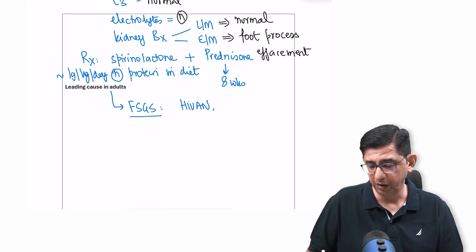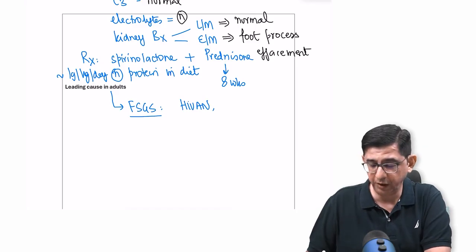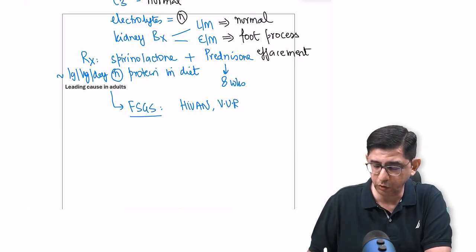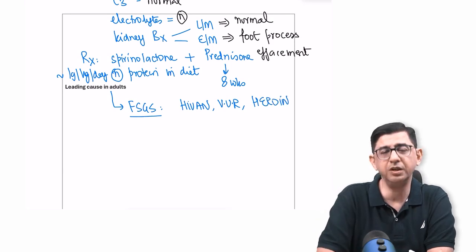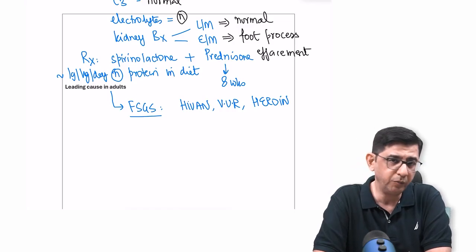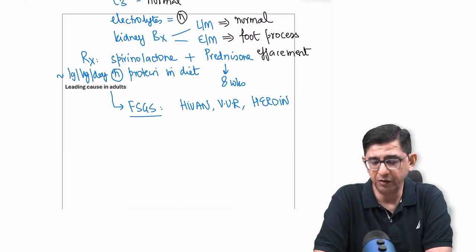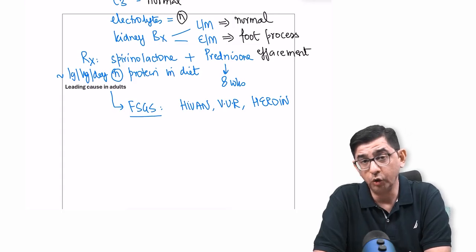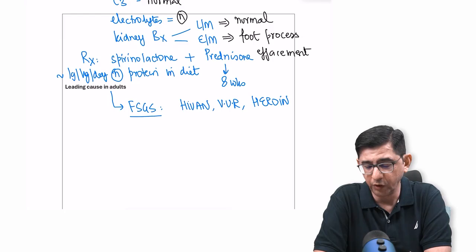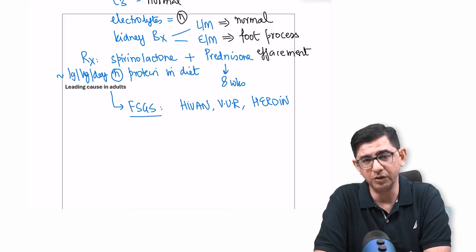Another cause to be remembered here is, and in this condition I will also be requiring a micturating cystourethrogram, that is vesicoureteric reflux. One of the street drugs that's implicated in causing FSGS is heroin. So just like for minimal change disease, I was describing paraneoplastic manifestation, idiopathic. Similarly here, it is HIV nephropathy, vesicoureteric reflux, and heroin abuse. That can be one of the few important causes for focal segmental glomerulosclerosis.